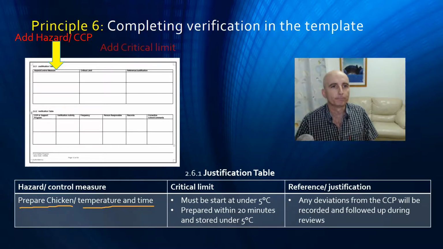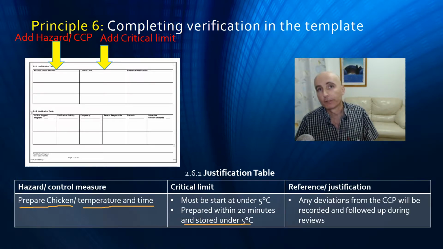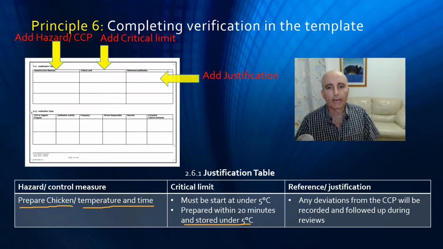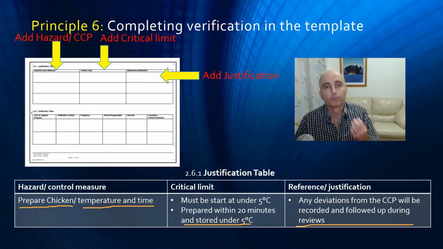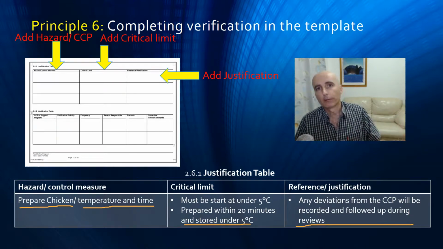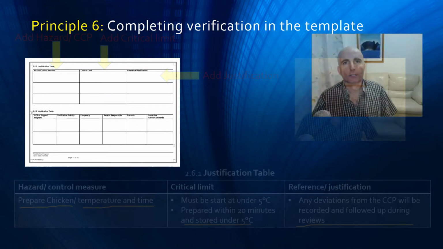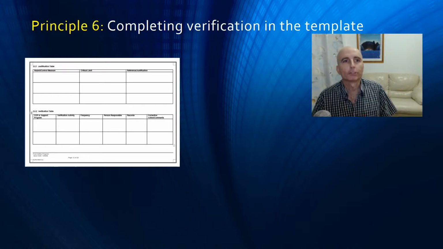The next step, we're going to add the critical limit. This literally comes out of the last table that you completed, and then we're going to add a justification. Justification means you have to say why you're doing it and how this is effective. So in here, any deviations from the CCP will be recorded and followed up during reviews. So you're showing this is how we've documented it, and this is what's going to happen if we have a deviation.